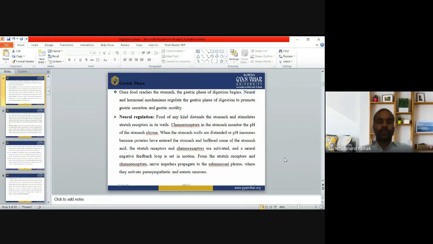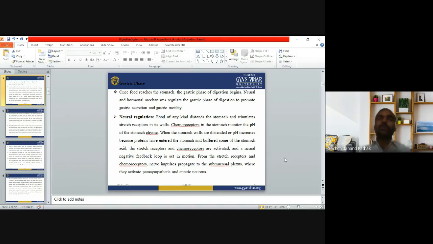Now, from the stretch receptors and the chemoreceptors, nerve impulses propagate to the submucosal plexus. So, by this action, by changing the pH, they activate the parasympathetic and enteric neurons. Now, the parasympathetic system and the enteric neurons will be activated. Okay, so I think the gastric phase will be clear here. Now, we will see how it will work.